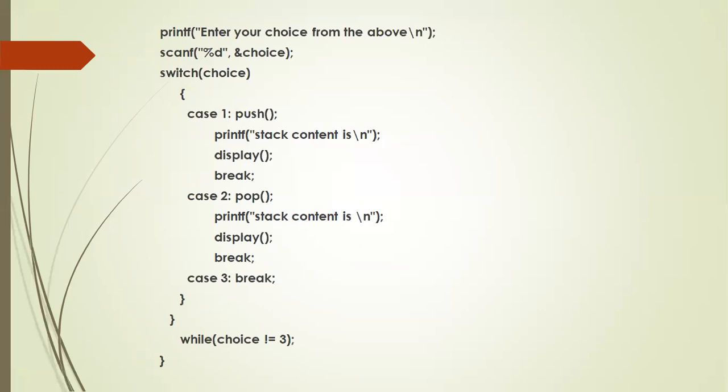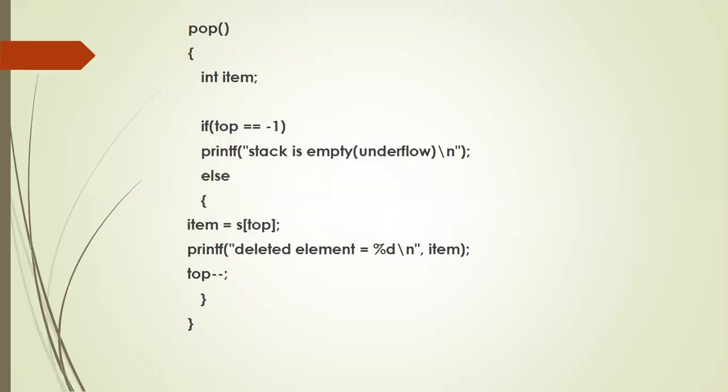So when you give choice equal to 2, now what happens is your stack contains 10, 20, 30, 40, 50, with top value being 4. When you call that pop function, top is how much? Top is 4. Is it equal to -1? No. Then you take the element in S of 4. S of 4, what is there? 50. You copy 50 into item. So now item becomes 50. Display the message: deleted element equal to 50. Top is decremented. So top from 4 becomes now 3.